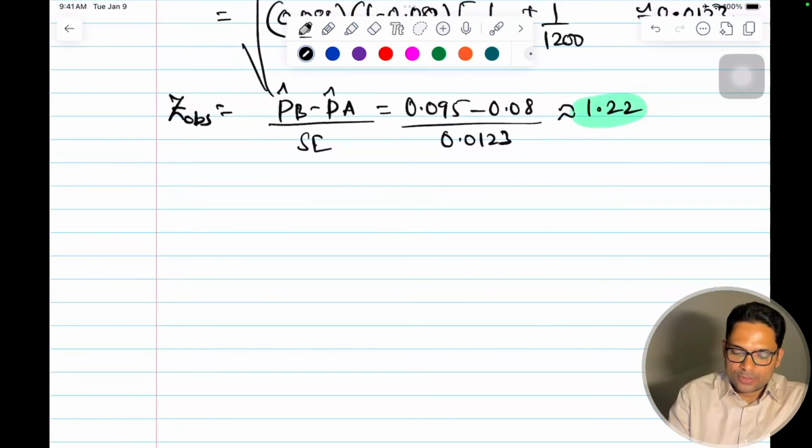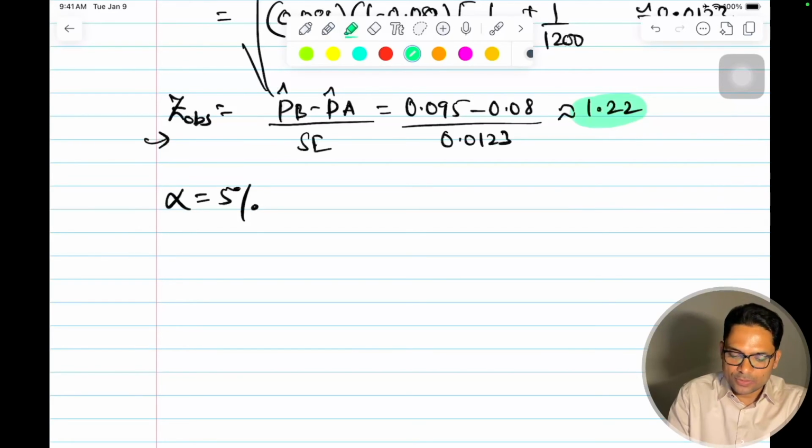What to do next? We have to compare this against the z-score. We have got the test statistic value. Now we have to find the alpha. So what is your alpha? Alpha is say 5%. Okay, so this is your 5%.